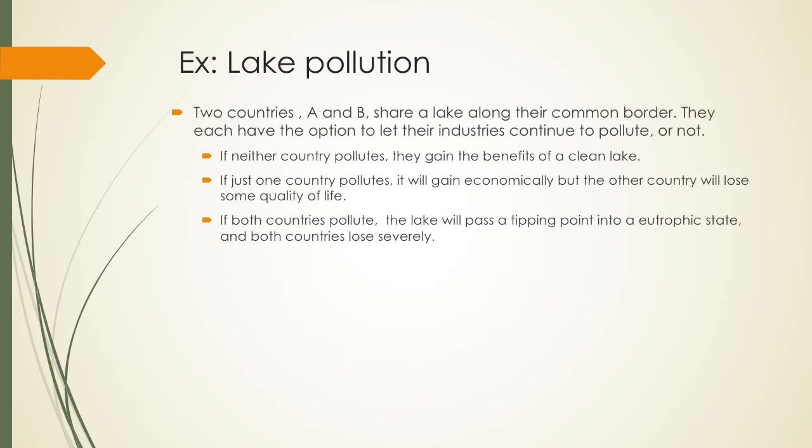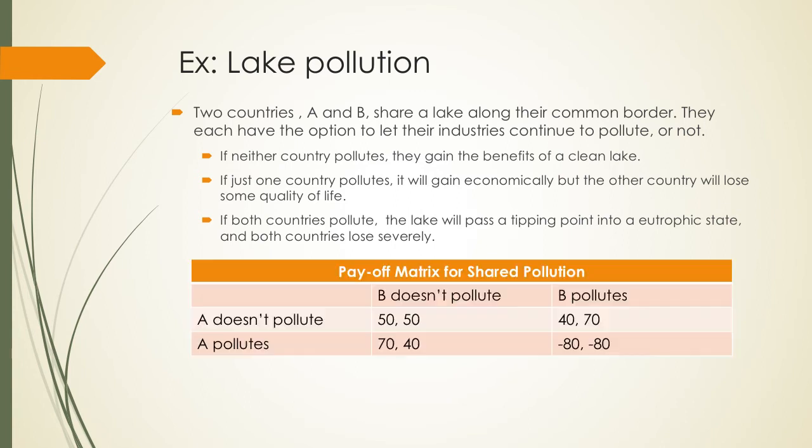Suppose two countries A and B share a lake along their common border. They each have the option to let their industries continue to pollute or not. If neither country pollutes, they gain the benefits of a clean lake. If just one country pollutes, it will gain economically, but the other country will lose some quality of life. If both countries pollute, the lake will pass a tipping point into a eutrophic state, and both countries lose severely. Recall that we discussed the possibility of such a tipping point earlier in this semester.